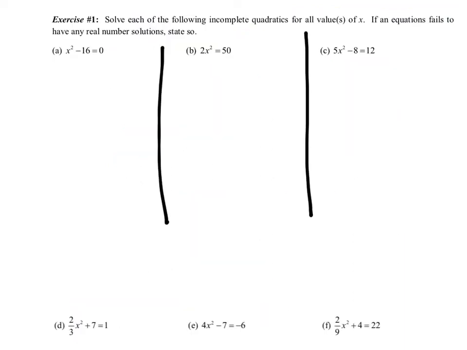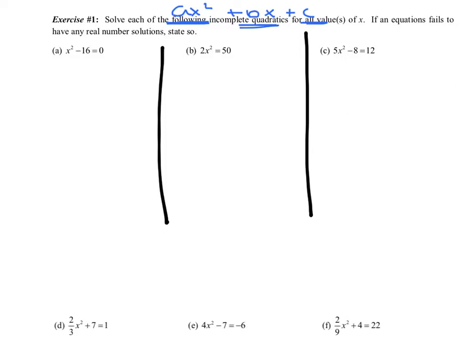Example 1. Solve each of the following incomplete quadratics for all values of x. If an equation fails to have any real number solutions, state so. So can you see that this first example, A, is incomplete? Remember, the equation is ax squared plus bx plus c. It should have three terms: the squared term, which makes it the quadratic, the term with the x, and the constant term. This one's missing the term with the x.